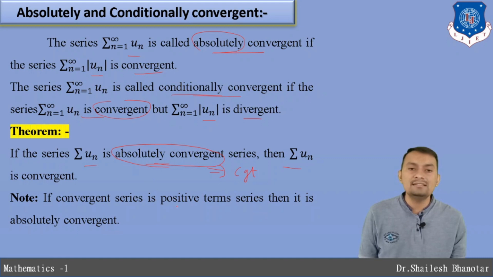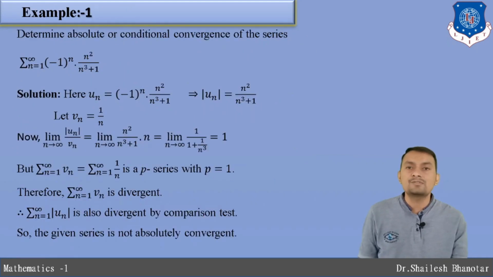If a convergent series is a positive term series, then it is absolutely convergent. So keep in mind that if the given series is only a positive term series, then definitely it will be absolutely convergent. This is the first question.